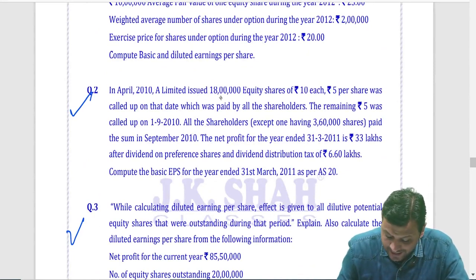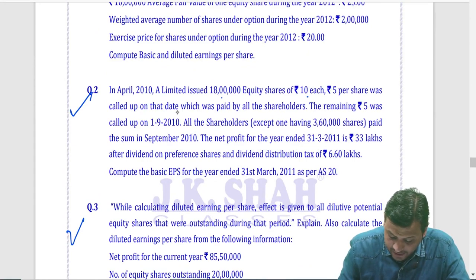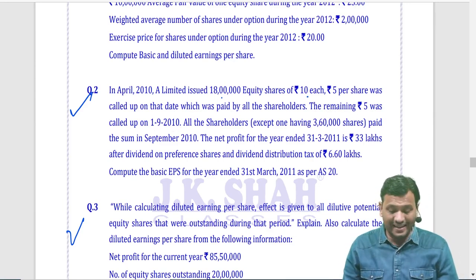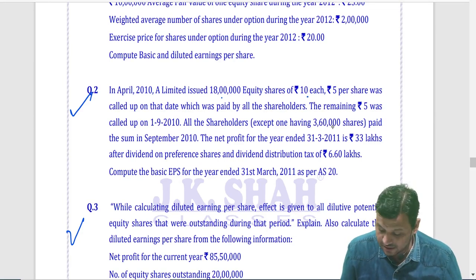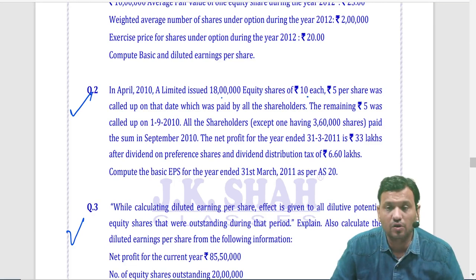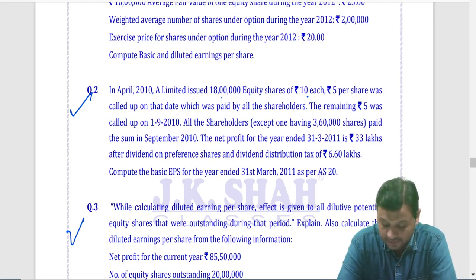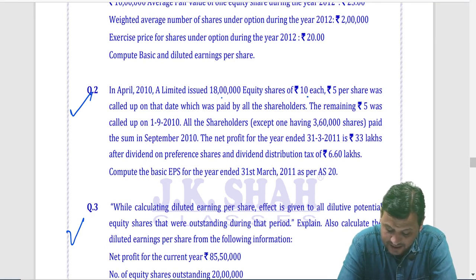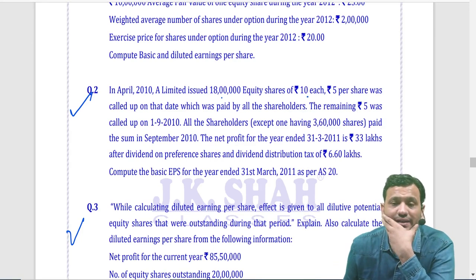In April 2010, A Limited issued 18 lakh equity shares of 10 each. Rupees 5 per share was called up on that date, which was paid by all the shareholders. The remaining 5 was called up on 1-9-2010. All the shareholders except one having 360,000 shares paid the sum on September 30th, 2010. The net profit for the year ending on 31st March 11 is rupees 33 lakhs after dividend on preference shares and dividend distribution tax of 6.60 lakhs. Compute basic EPS for the year ending on 31st March 11 as per AS 20.